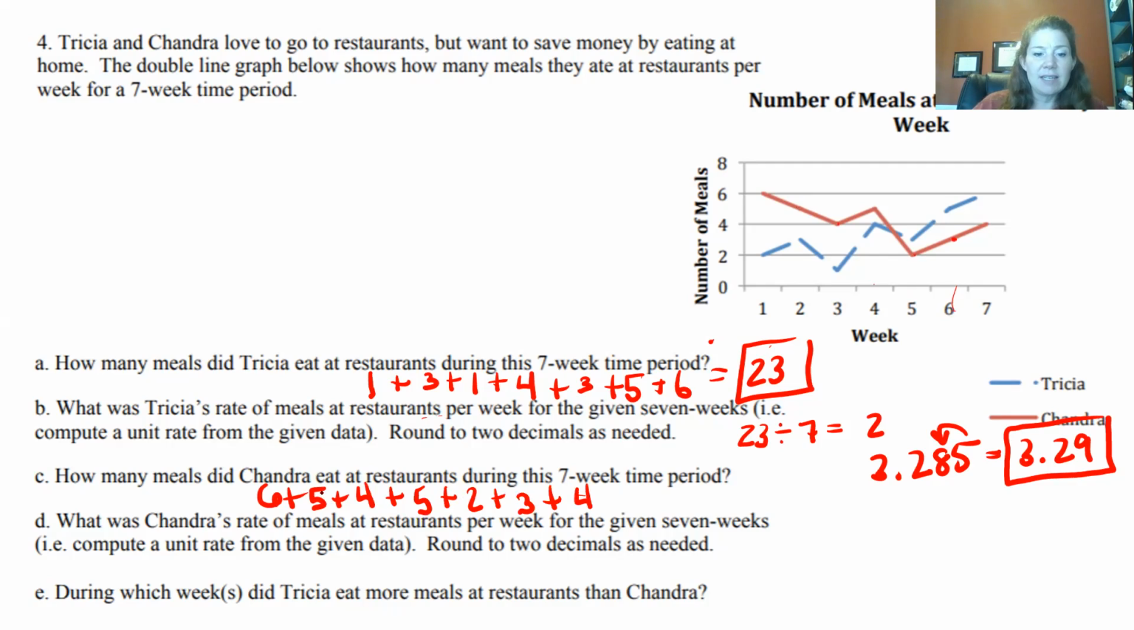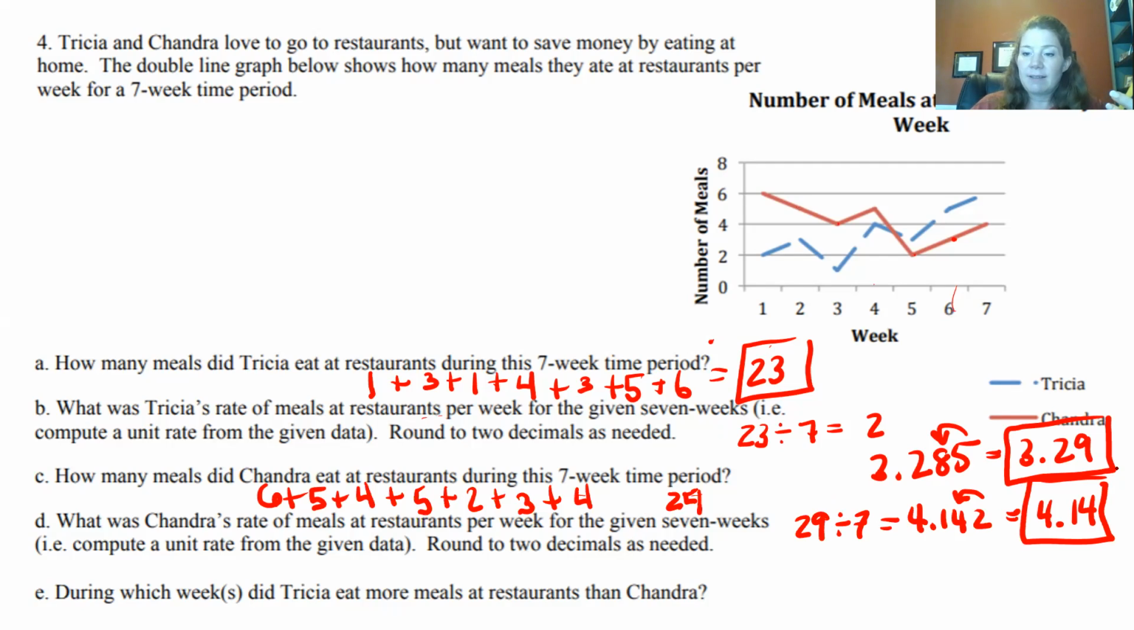So I have 11, 15, 20, 22, 25, 29. So we have 29 meals eaten at restaurants for Chandra. All right, what was Chandra's rate of meals at restaurants per week? So if we had 29 meals divided by 7, 29 divided by 7 is 4.142. So on average, she ate about 1 meal more a week than Trisha.